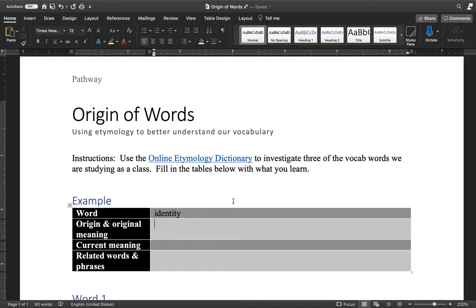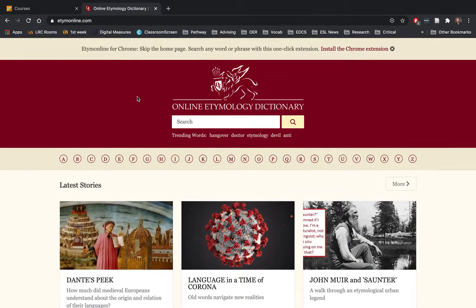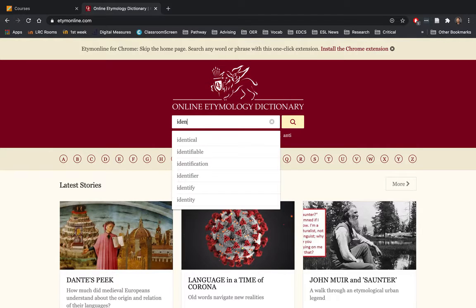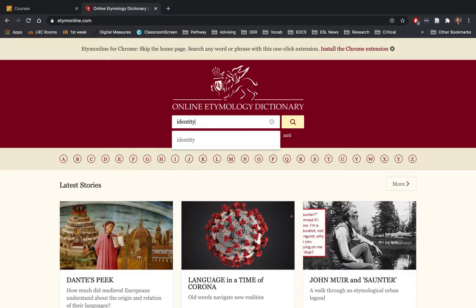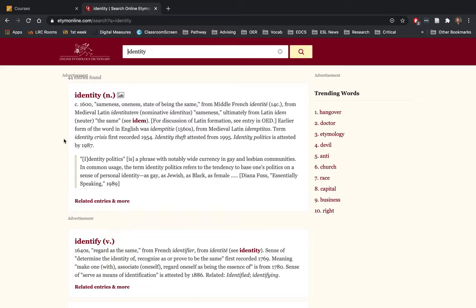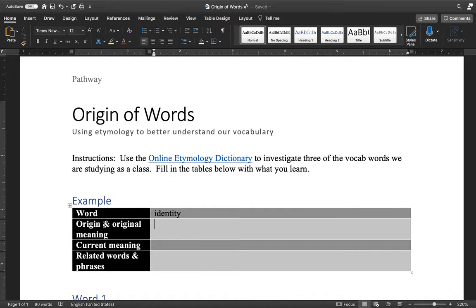I will use one of our vocab words, identity, to give you an example of how to do this. Here I have the online etymology dictionary, etymonline.com, and I'm first just going to search for the word identity. The first thing you'll notice is I've got my entry here for identity, and this tells me what I need to know. The first thing I'm looking for is the origin and the original meaning.